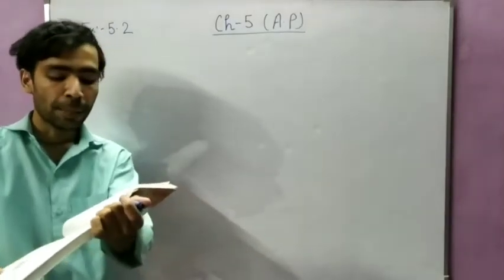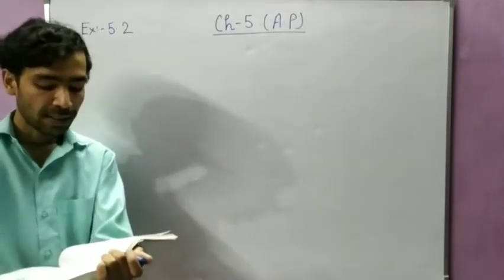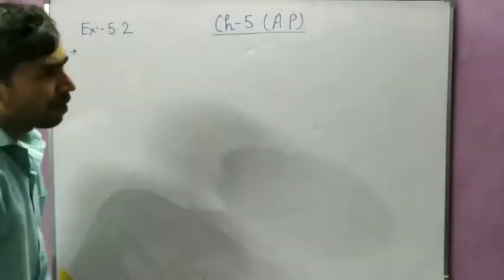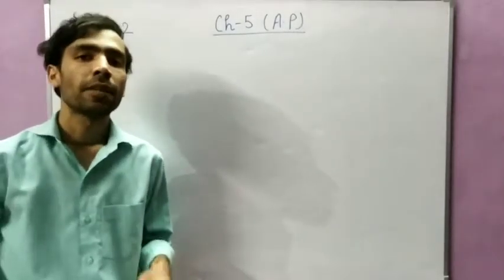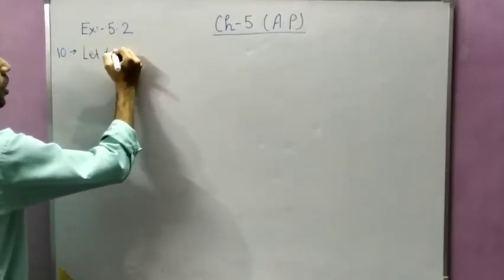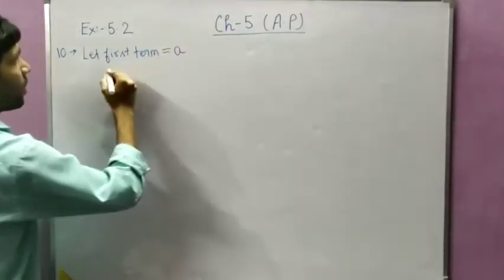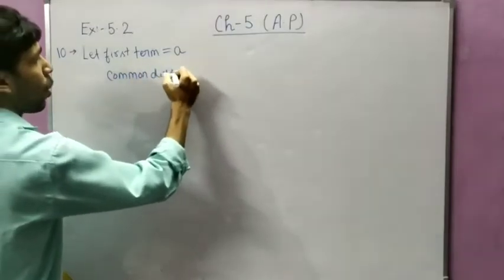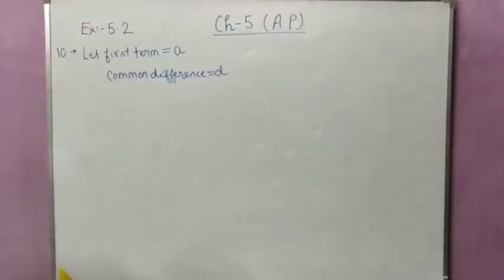The 17th term of an AP exceeds its 10th term by 7. Find the common difference. Okay. So whenever we solve an AP, we should know its first term and its common difference. So again we will assume the first term is equal to A and the common difference is equal to D.